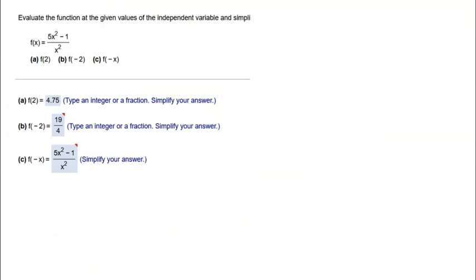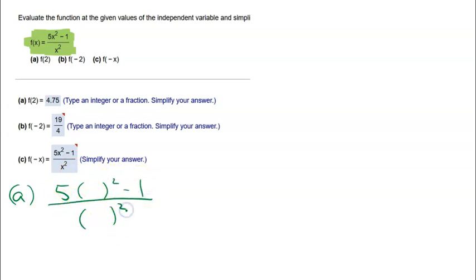Now here's another evaluate the function, and because this is such a struggle for students, I went ahead and did another one. So again, our function, I'm going to highlight in green here so it's easy to find. And then we're going to do problem A. Now remember the trick is write the function down with parentheses everywhere there's a variable. So it's 5 parentheses squared minus 1 divided by parentheses squared.